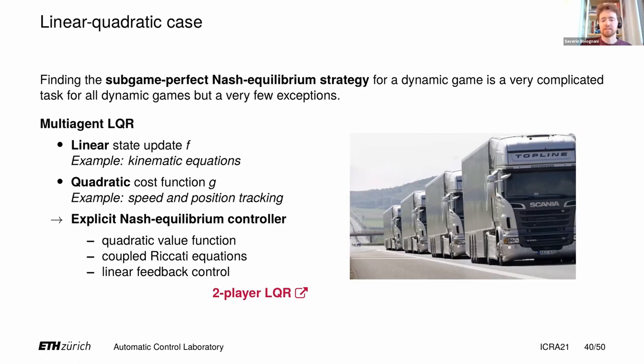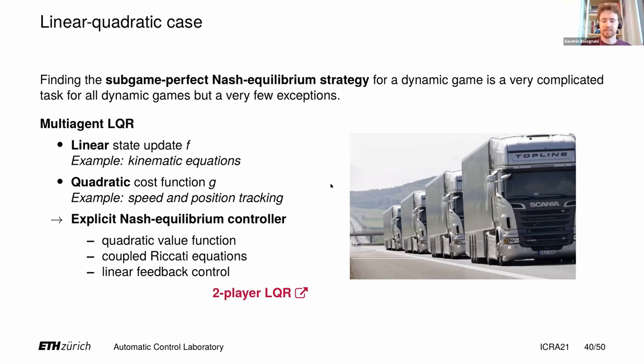The procedure is very similar. It's in the monograph. It's very similar to what you would do in single agent LQR or optimal control. You have a quadratic value function. You claim that the value function is quadratic, and then you recursively prove that this is true. What you get is two coupled Riccati equations, and you get a linear feedback control. This might be enough in some situations.